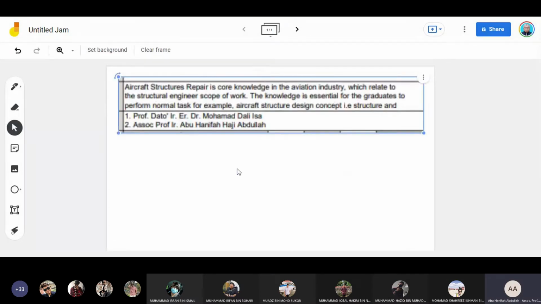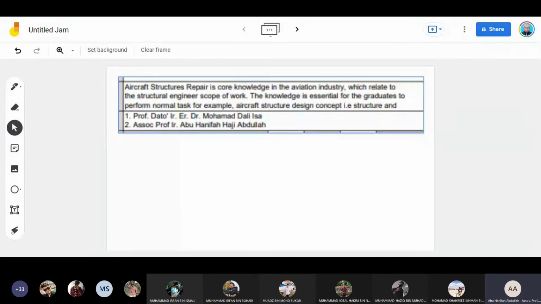Aircraft structure repair is a core knowledge in the aviation industry, which relates to the structure engineer's scope of work. The knowledge is essential for the graduate to perform normal tasks, for example, aircraft structure design concept. Myself and Datuk Dali are the instructors for this course. Okay, that is the gist of the course.